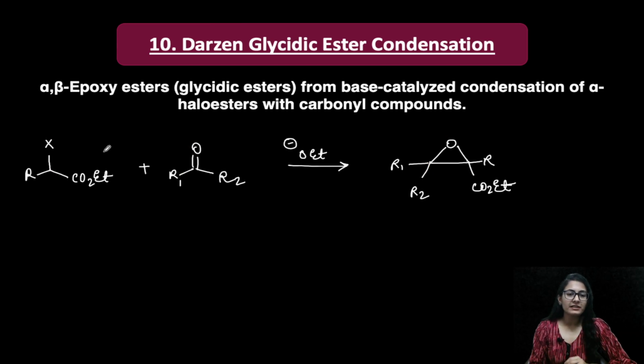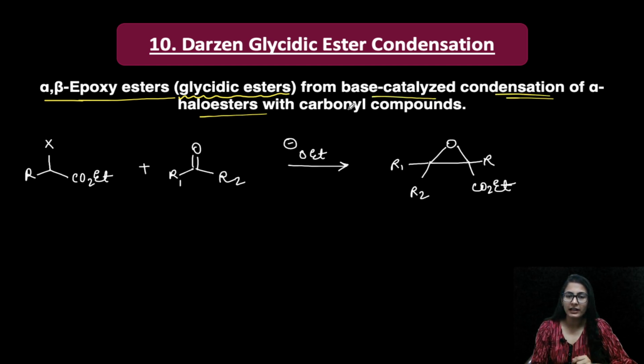So what happens in this reaction is that the alpha beta epoxy ester, which is also called the glycidic ester, is going to form from the base catalyzed condensation of alpha halo esters with a carbonyl compound. So let's say I am taking an alpha halo ester like this, and this is our X, which can be any halogen: chlorine, bromine or iodine. Alright, so what next do we have to see?